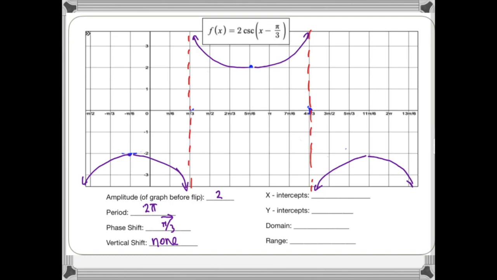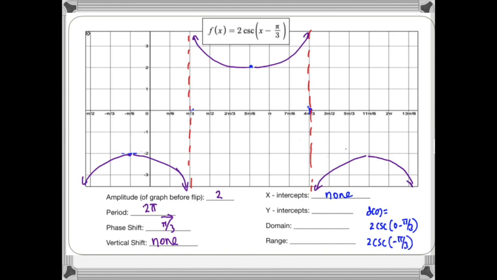Okay, so let's just walk through everything to make sure that we have everything under control here and be able to pick up on all the missing pieces, or all the pieces rather. So there's no x-intercepts because there's nothing going on, it doesn't touch the x-axis. Okay, the y-intercept. So we're going to plug in 0. So we got f of 0 equals 2 cosecant of 0 minus pi over 3. So I got 2 cosecant of a negative pi over 3. Okay.